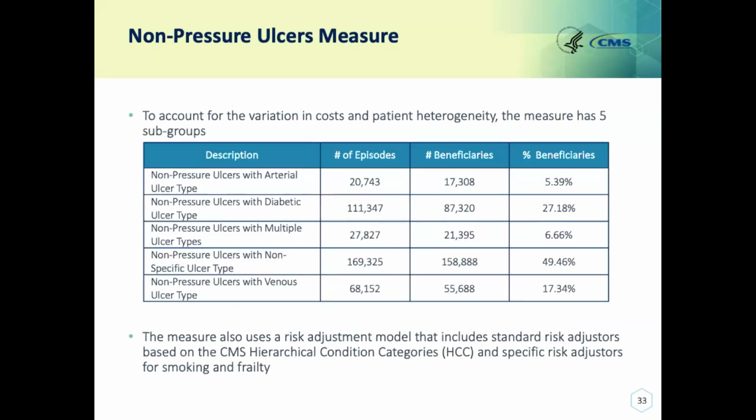Similarly to the movement disorders measure, non-pressure ulcers also is stratified into subgroups. There are 5 subgroups that are based on ulcer type to account for the variation in patient heterogeneity and costs. The measure also risk adjusts for the standard set of HCC variables, as well as specific risk adjusters for this measure, which were identified by the work group, smoking and frailty. Next slide, please.